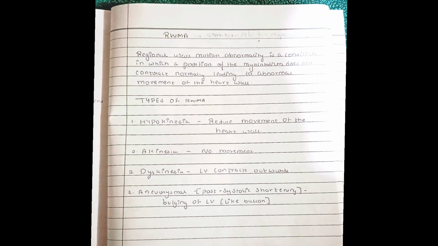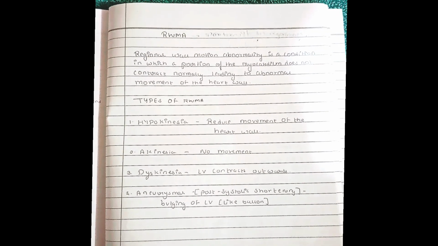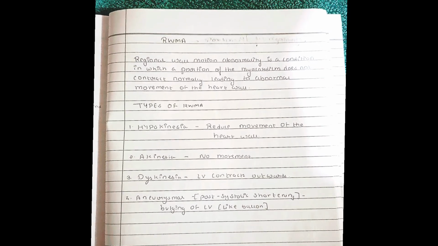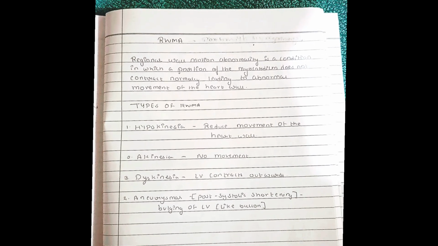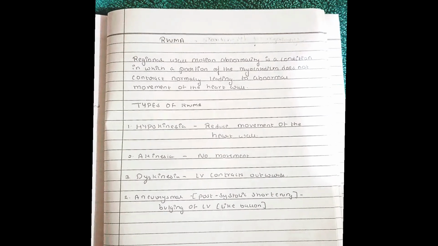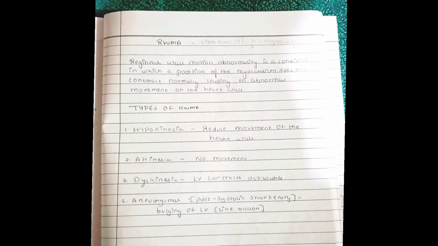Types of RWMA. There are 4 types of RWMA: hypokinesia, akinesia, dyskinesia, and aneurysmal. What is meant by hypokinesia? Hypokinesia is reduced movement of the heart valve. Akinesia is no movement. Dyskinesia is when the LV contracts outwards. Aneurysmal is post-systolic shortening, bulging of the LV.